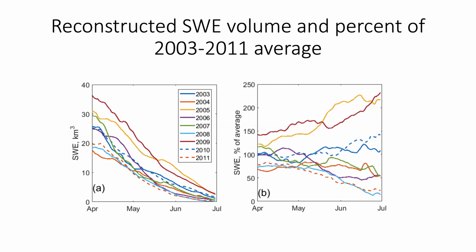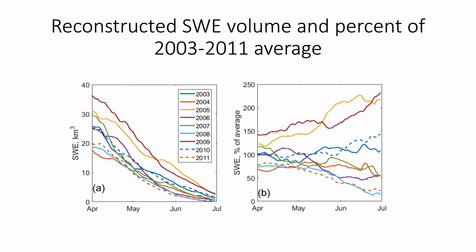In the past lectures and labs, we've talked at length about the energy balance and reconstruction. Here on the left side, we have reconstructed SWE for 2003 to 2011 from April until July. You can see that 2009 was the wettest year with the most SWE, over 35 cubic kilometers of water. 2011, 2008, and 2004 were pretty dry years with less than 20 cubic kilometers of water.